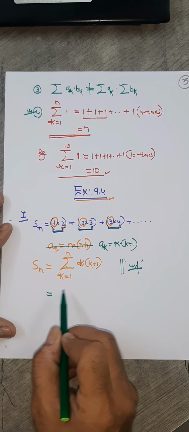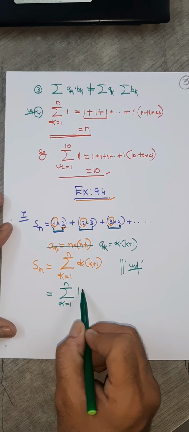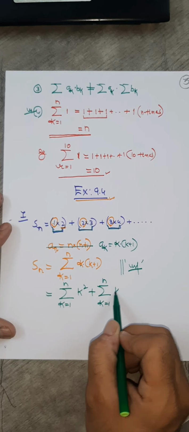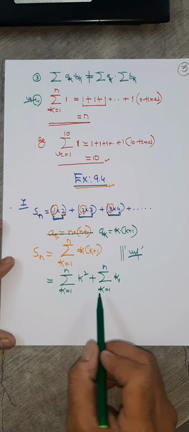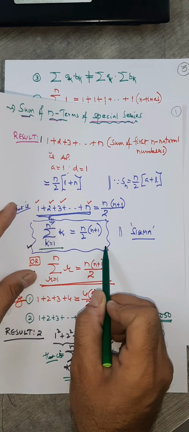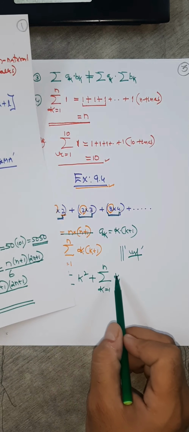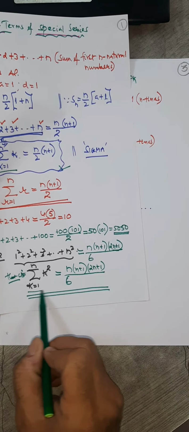What we do, we just use the properties. I'll open this bracket and for addition you can take the sigma inside. The first term is sigma k squared, plus sigma k, k runs from 1 to n. Now what is this? You know this is nothing but result number 1. Sum of the first n natural numbers. This is nothing but which result? Result number 1. Look at this. See? Sigma k, k runs from 1 to n. 1 plus 2 plus 3 up to n. What is this? This is result number 2.